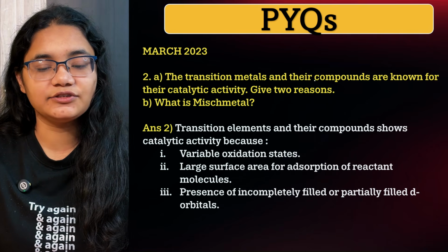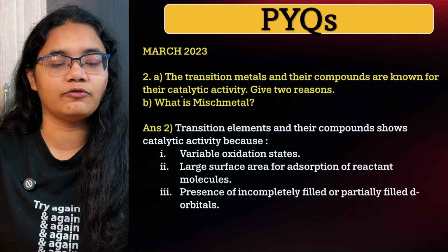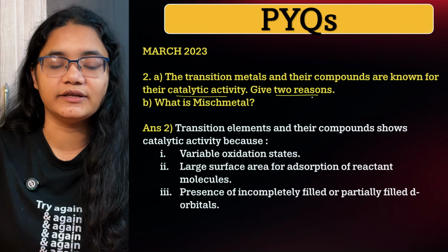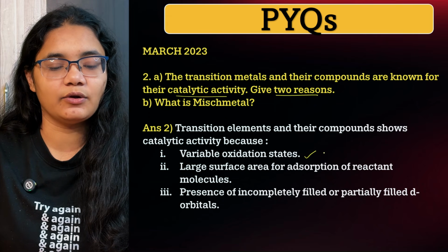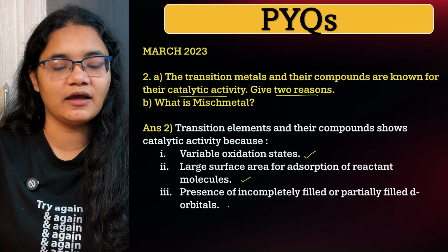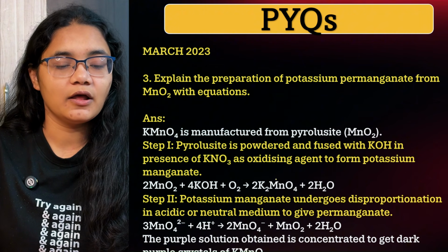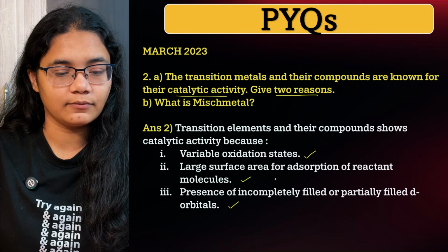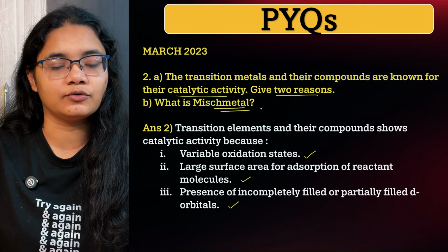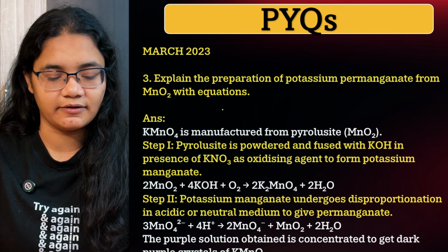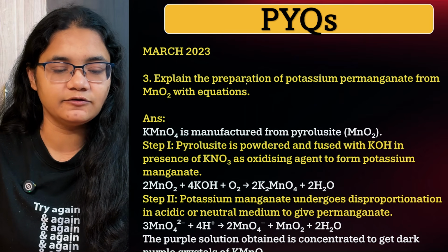Next, the transition metals and their compounds are known for catalytic activity. Give two reasons. So the answer here is variable oxidation state, large surface area and presence of incompletely filled or partially filled d orbital. Next is, what is mixed metal? So mixed metal we will cover. This question I have left, but I have covered it in the next slides. We'll discuss.